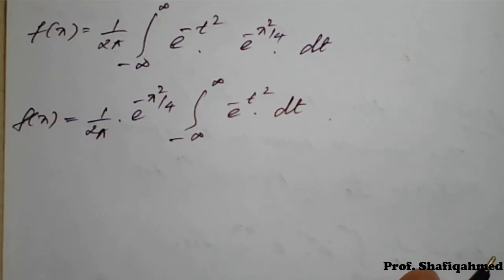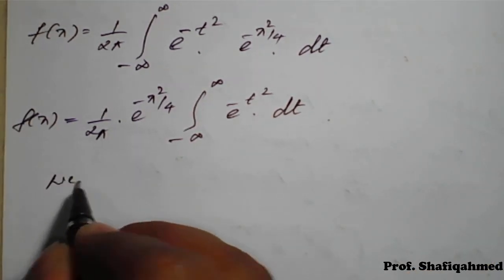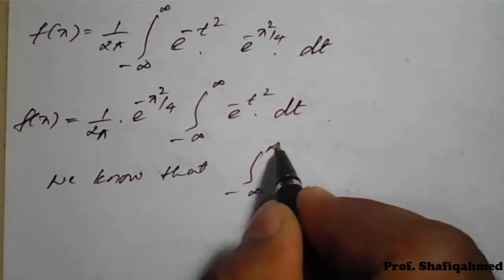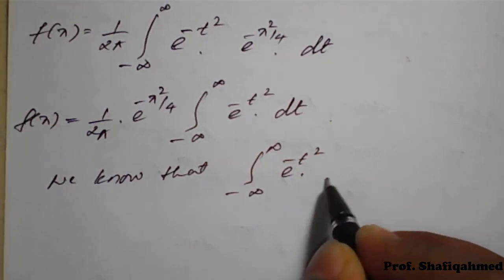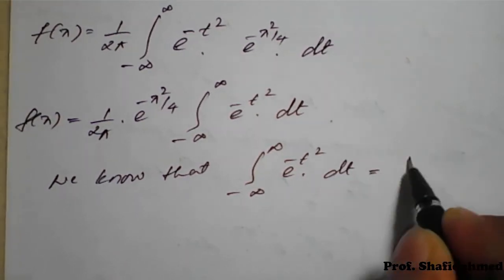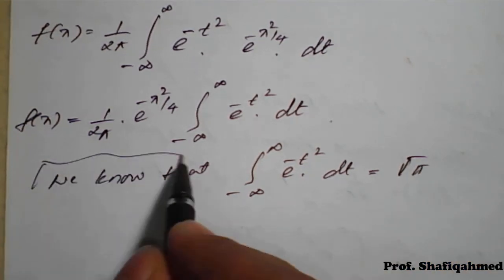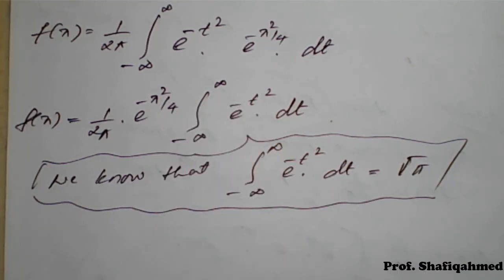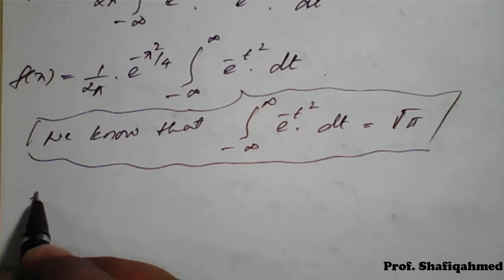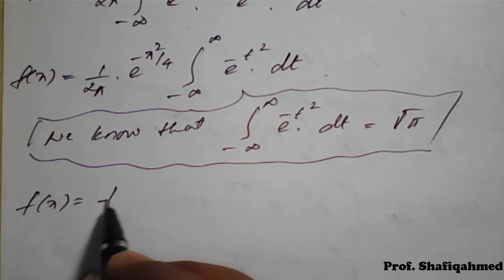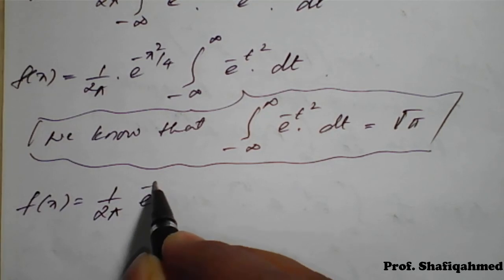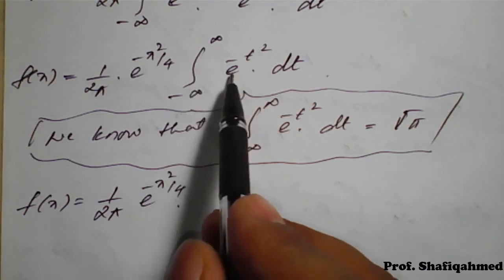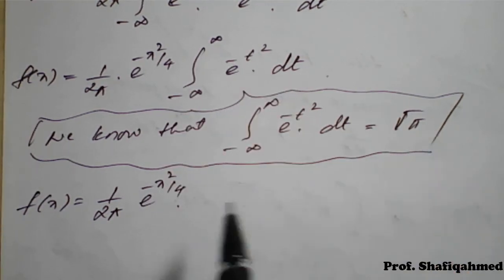But as per one of the standard formulas, we know that the integral minus infinity to plus infinity e raised to minus t square dt is nothing but root pi, one of the standard results from beta and gamma functions. So we can write this integral as root pi, which is already the standard simplified form. That is 1 upon 2 pi e raised to minus x square upon 4 as it is, into this complete integral minus infinity to plus infinity e raised to minus t square into dt, which will become root pi.